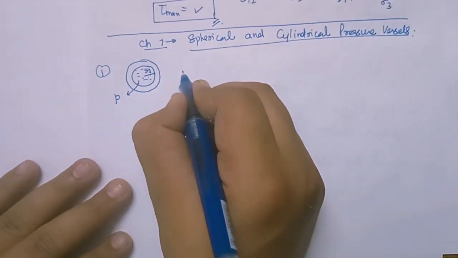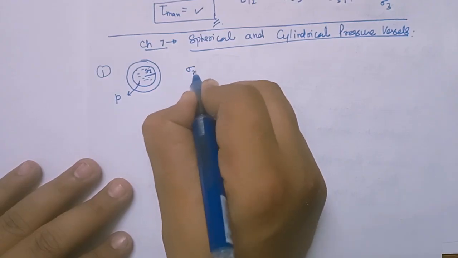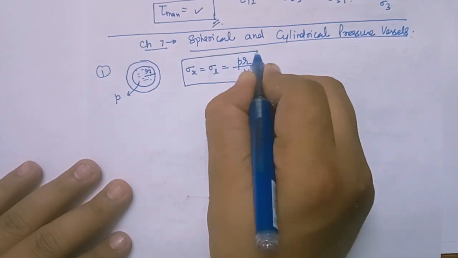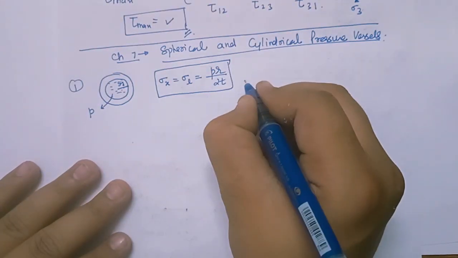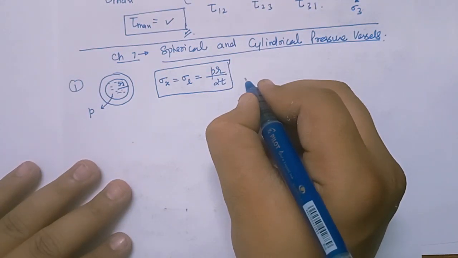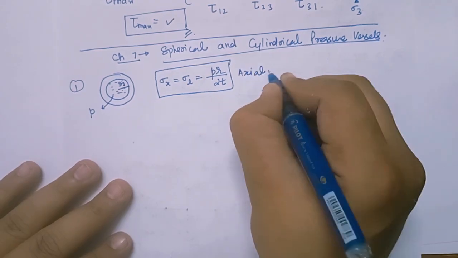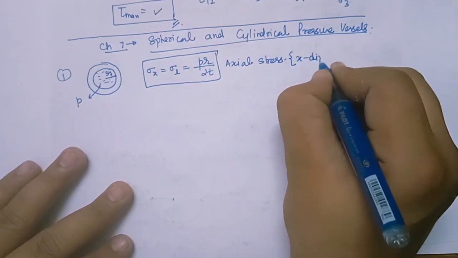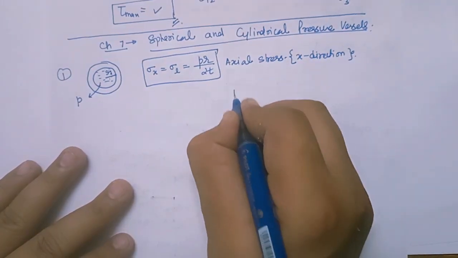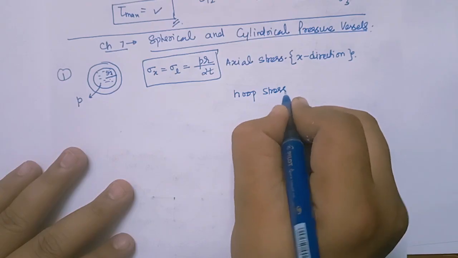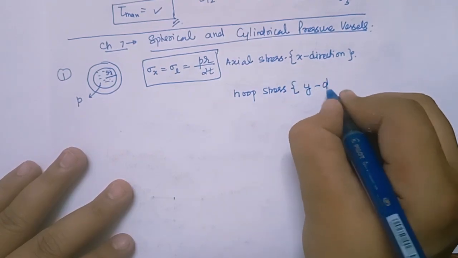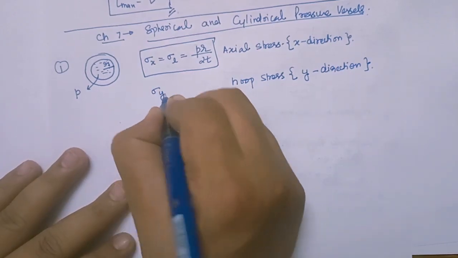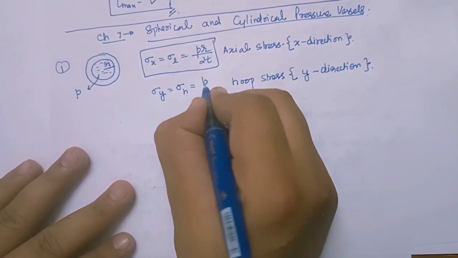So simply I want to write the longitudinal stress. It is what? PR by 2T. Simple. PR by 2T, right? So this is our axial stress. Axial stress means stress in the x direction. And if I want the hoop stress, that is in the y direction. So hoop stress is sigma y, that is sigma hoop. It is the same, PR by 2T.